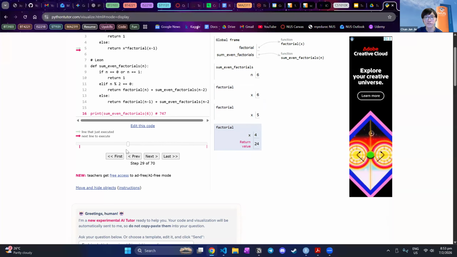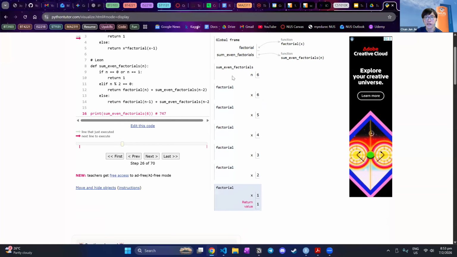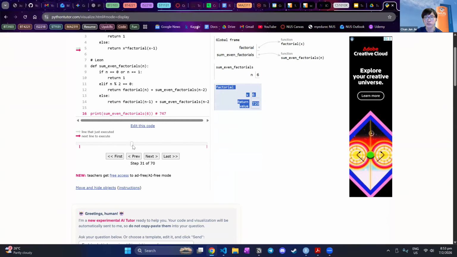Notice that once we have calculated factorial 6, we have freed up all the calls in the call stack, you see? At first, Python had to keep track of all these values, right? But it first evaluates factorial 6, then it frees up the memory.